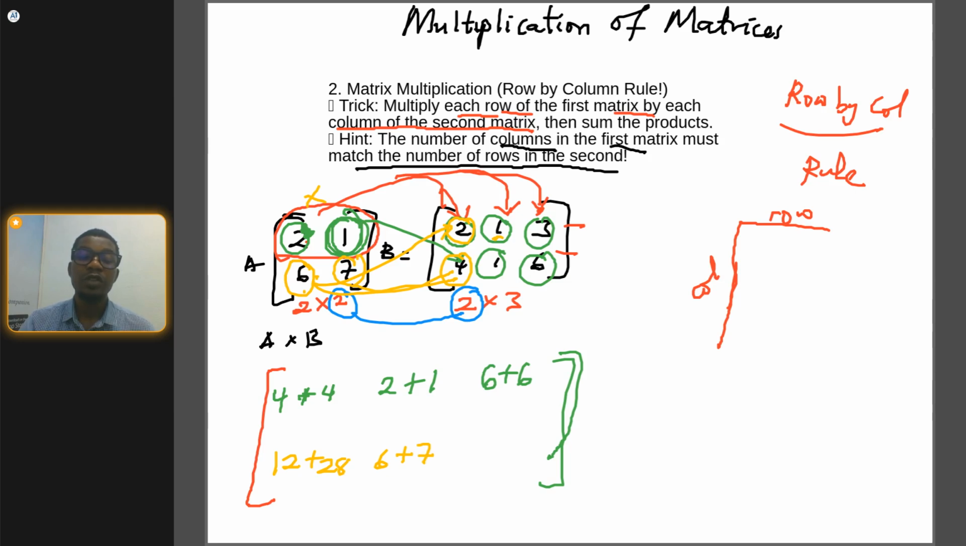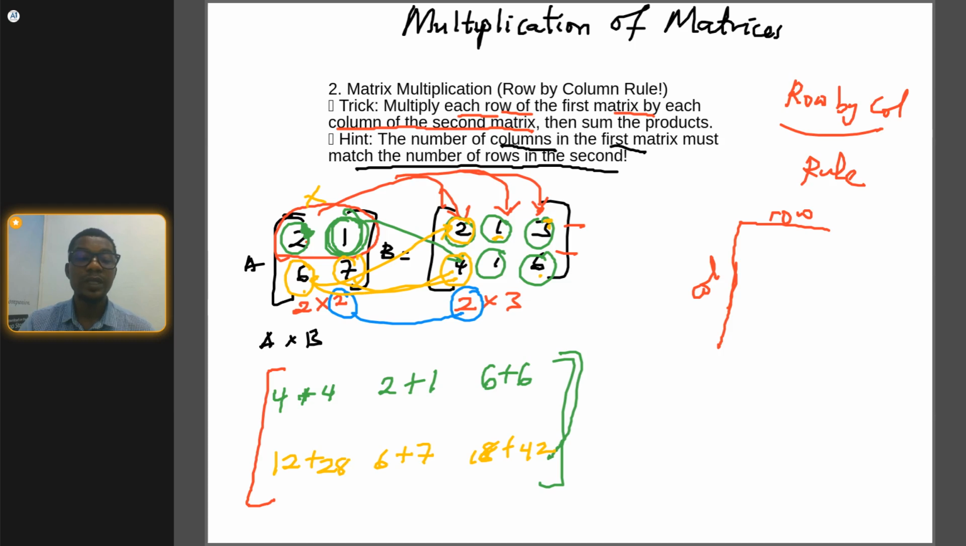Then we'll go again with the third column. That is 6 multiplied by 3, that is 18, plus 7 multiplied by 6, that should give us 42.